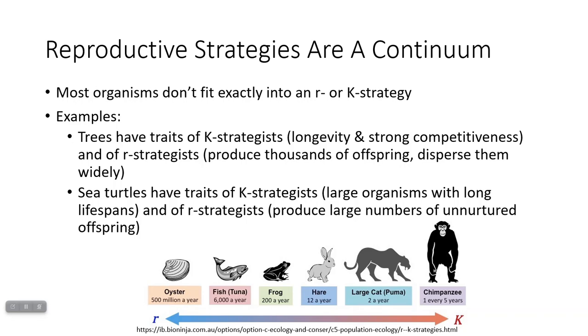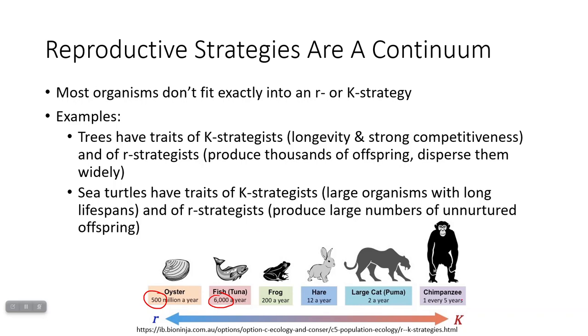So here you see an image of kind of a spectrum of organisms between r and K selection. Oysters, for example, are extreme r selected species. They're letting loose about 500 million offspring a year. They'll lay eggs and sperm in the water. Fish, this tuna, for example, is an organism that will release thousands of offspring a year, but tuna are also a little longer lived.